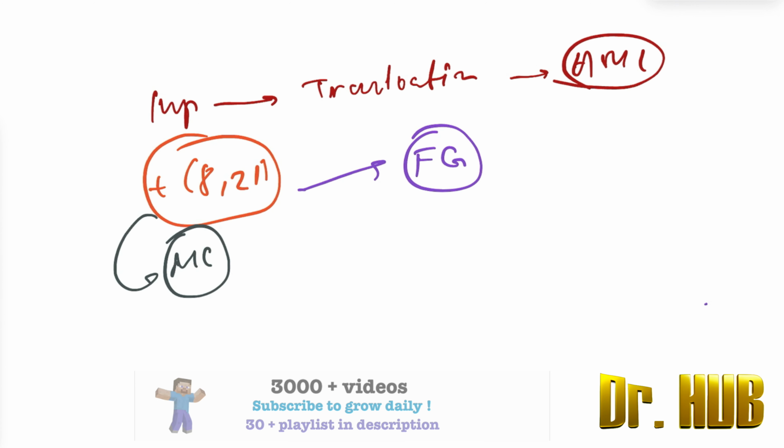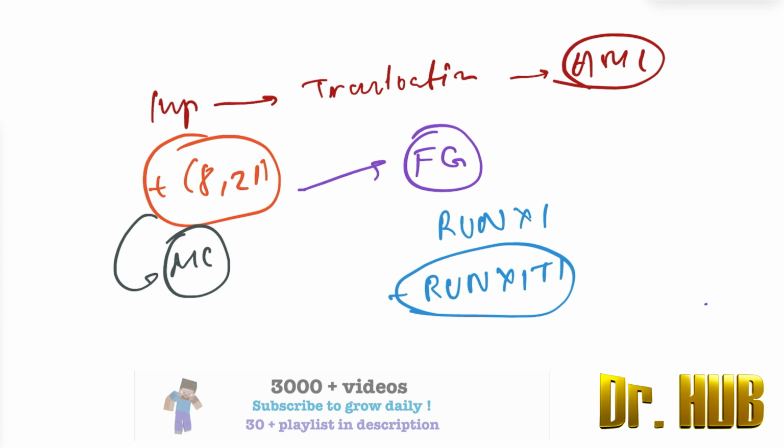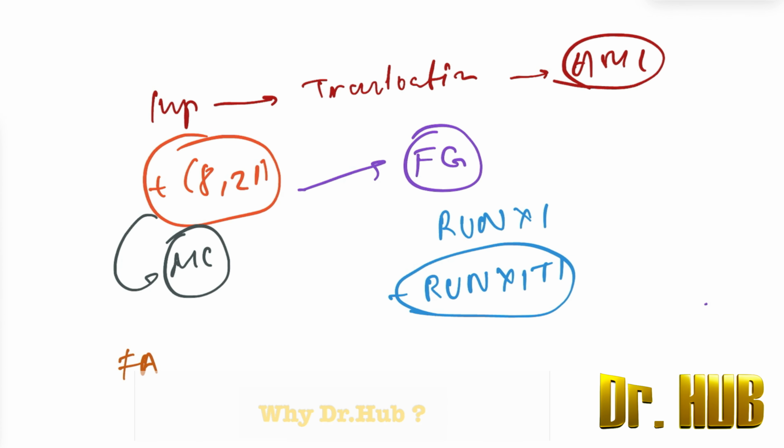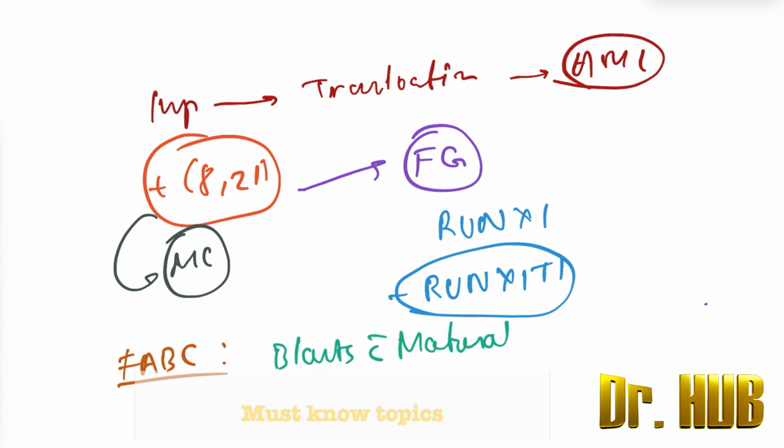Now looking at the fusion gene, it is RUNX1 as well as RUNX1T1. And then looking at the FAB classification, it is nothing but the blast with maturation, and this is M2.